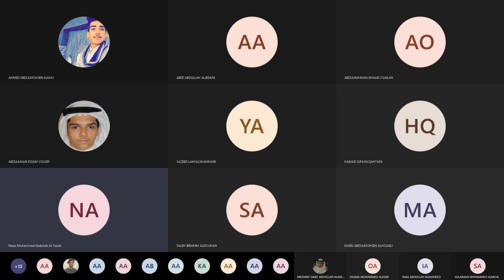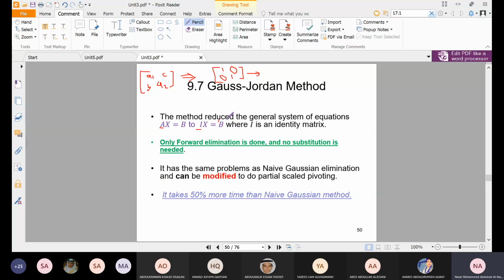Gaussian elimination with BEFT technique. Sometimes we ask you to use Gaussian with BEFT, and sometimes we use Naive elimination directly. So the Gauss-Jordan method helps us to have only forward elimination, with no need, for example, for back substitution. It has the same problems as Naive Gaussian elimination, and it can also be modified to partial BEFT elimination.